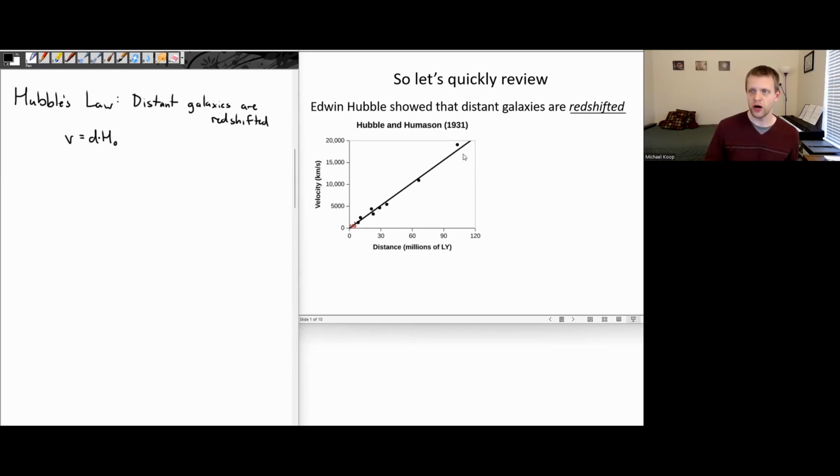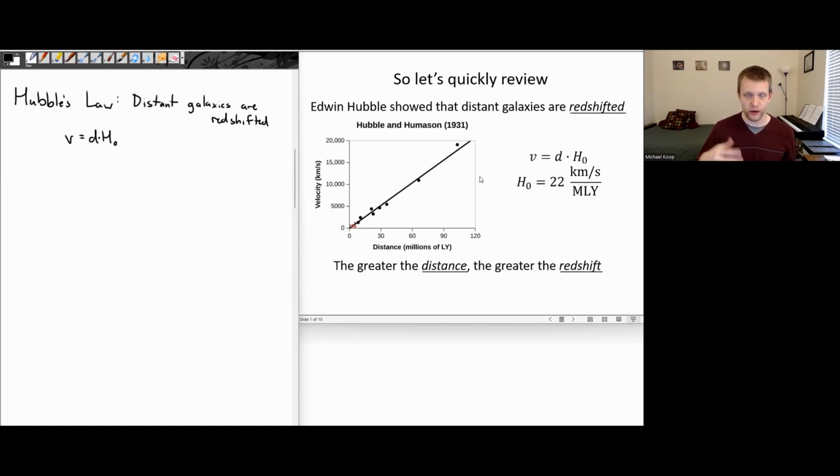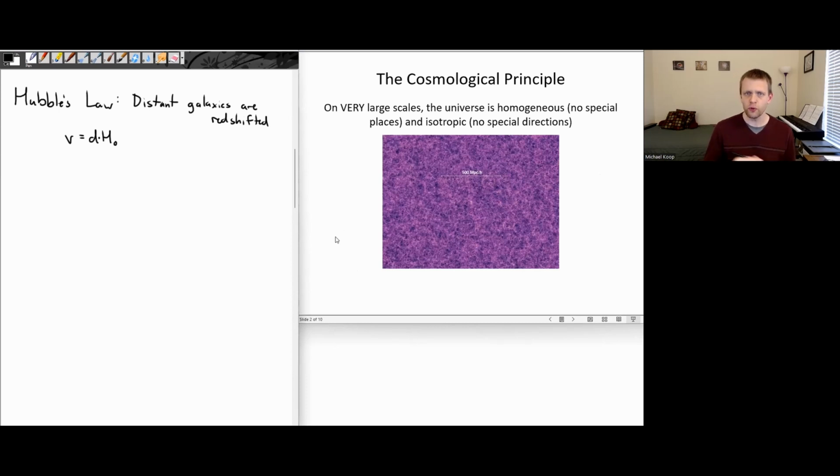First, we talked about Hubble's law, where Edwin Hubble was able to identify that all distant galaxies are redshifted, and the greater the distance, the greater the redshift. Basically, if we are at larger distances, that object is going to appear to be moving away from us at faster and faster rates. And this was a first initial sign that space itself, the universe itself, might be expanding. Again, Hubble's law implies space is expanding.